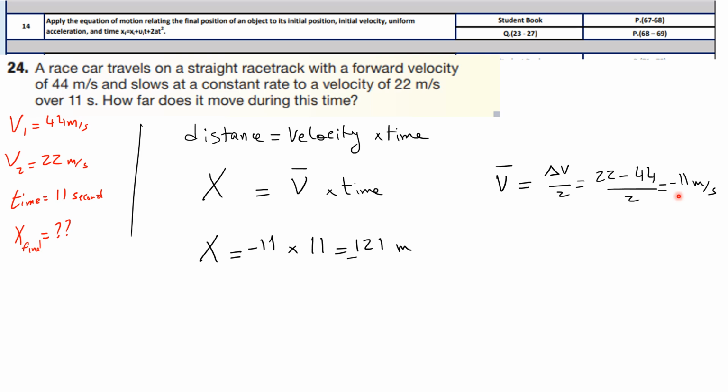Now the time is 11 seconds. So just simple multiplication to calculate the distance, which is equal to velocity multiplied by time. If you remember, a very old equation, still used till now: distance equals velocity times time. The average velocity, which is minus 11, multiplied by 11 seconds, is equal to 121 meters. Or minus 121 means the car is moving in the opposite direction to the positive axis.